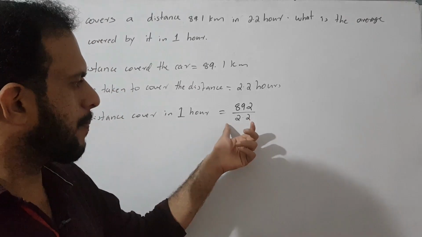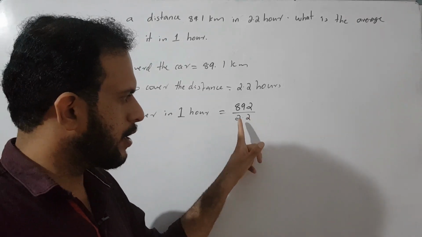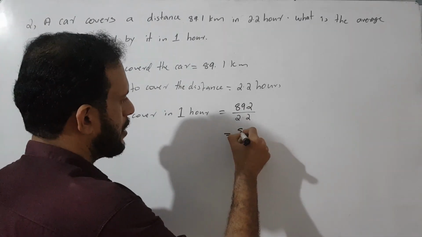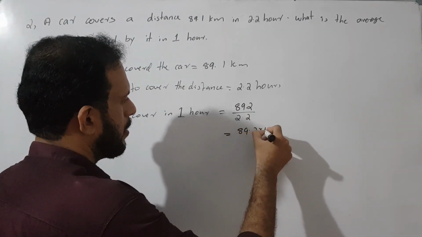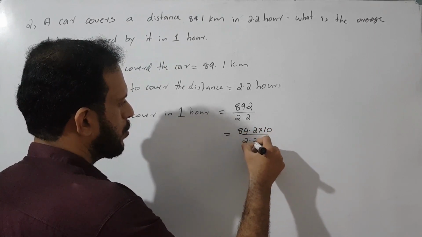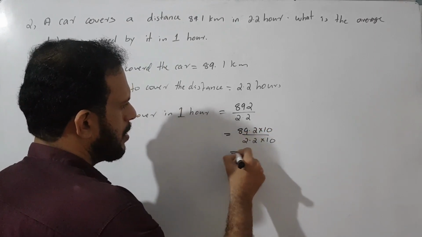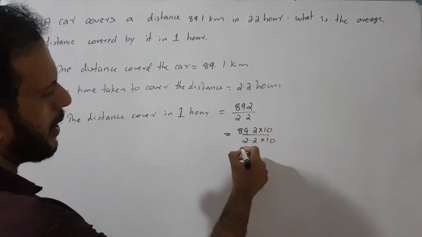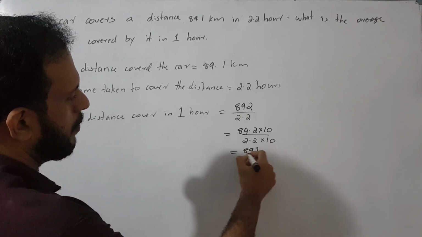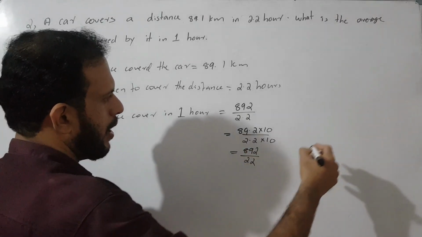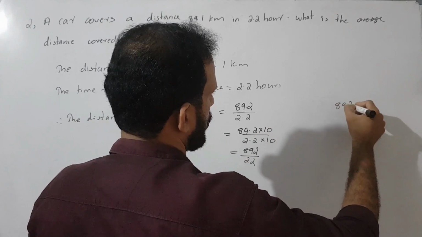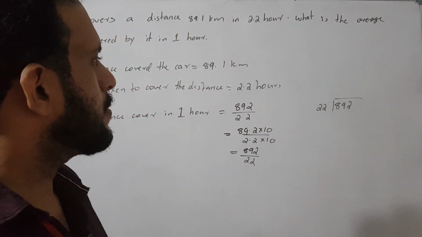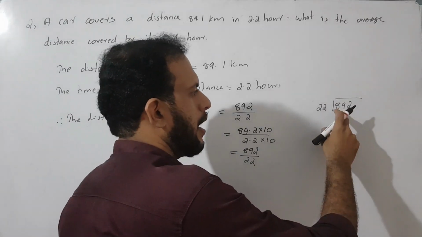So next step, to make it a proper number, we need to move the decimal point one step back, so we multiply by 10. Then 89.1 into 10 by 2.2 into 10. Here also the decimal point moves one step back. Then what happened? 891 divided by 22. So we divide 891 by 22.